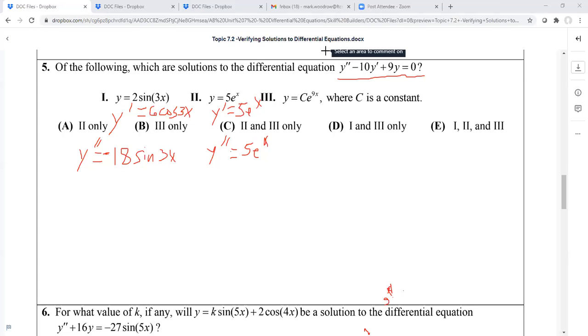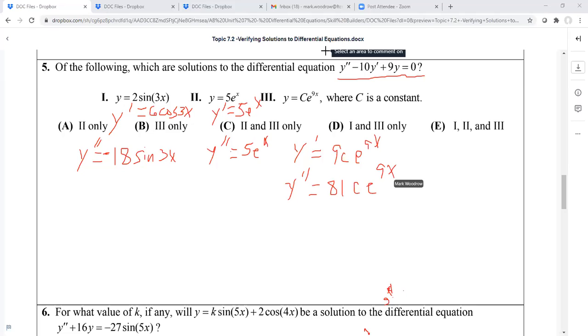And then Roman numeral 3 is a constant times e to the 9x, so that c is like a number, like the number 5 or whatever. So when you do a derivative of e to the x, again, it's e to the same thing, but then when you have a number besides just x, you got to do the derivative of 9x, which is 9. So when I do this first derivative of this thing, I'm going to get 9c e to the 9x. And then when I do the derivative again, I got to take it times the derivative of 9x again, which is 9. And 9 times 9 is going to give me 81 c e to the 9x.